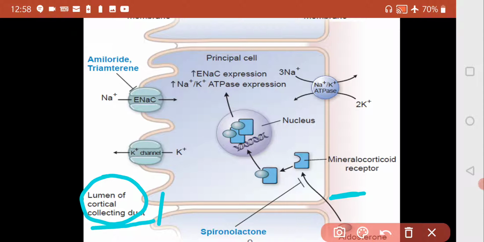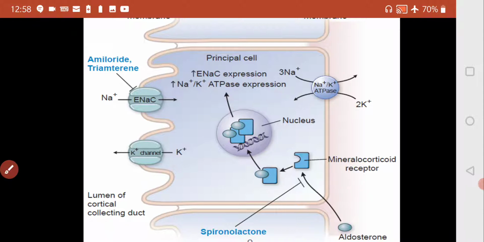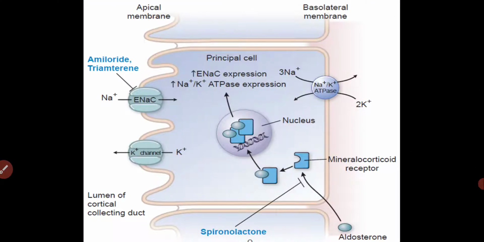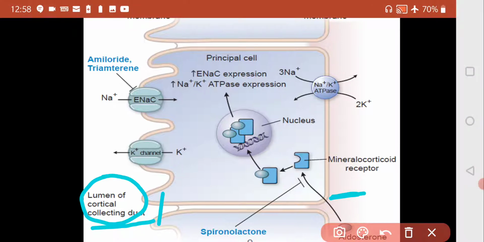Potassium sparing diuretics. Aldosterone. First, we see the role of aldosterone. Aldosterone is a mineralocorticoid, a steroid. It is a corticosteroid, and it acts on the mineralocorticoid receptors, which are already present in these cells, in the collecting duct.